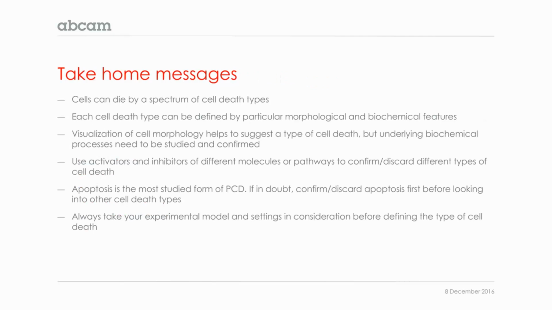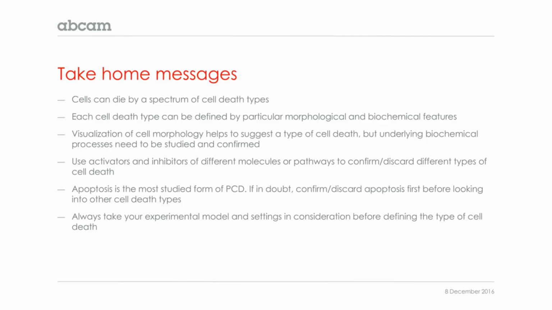So this brings us to the end of the webinar with a few take-home messages. Remember that cells can die by a spectrum of cell death types, even under the same stimulus or in the same tissue or cell culture. Each cell death type can be defined by particular morphological and biochemical features. Although those morphological features can help to suggest what type of cell death is happening, the underlying biochemical mechanisms need to be studied and confirmed. Make sure that you use activators and especially inhibitors of the different pathways in order to confirm or discard what type of cell death you are studying.